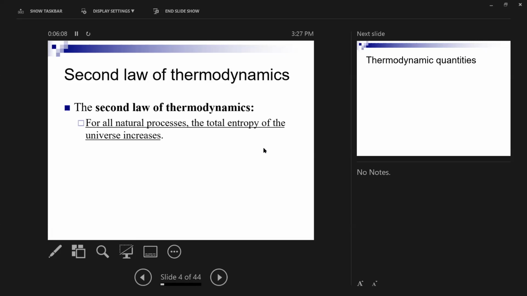That's how we explain the local decrease of entropy, excuse me, on planet Earth. Disorder, right.